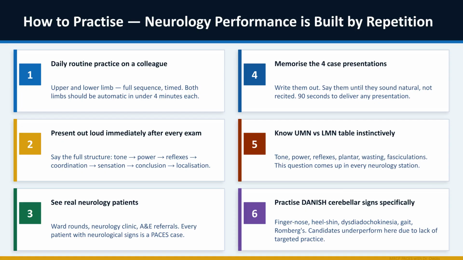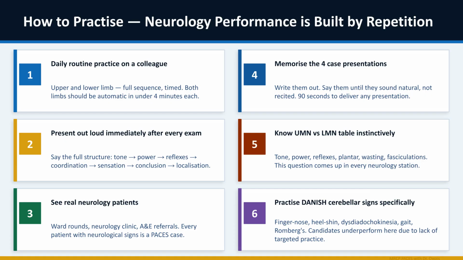Neurology is the examination that improves most with repetition on real patients. Here is how to practice effectively. Number 1. Practice the routine on a colleague every single day. Upper limb and lower limb. Time yourself. Upper limb should be under 4 minutes, lower limb the same. Do this until the sequence is absolutely automatic. You should not have to think about what comes next.